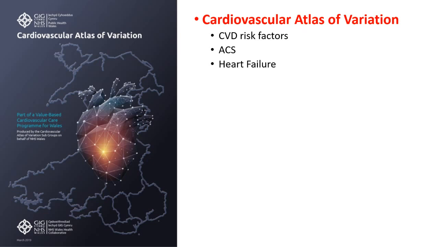And what the Atlas showed us was that there was unwarranted variation in the delivery of care across Wales. There was inequity of access, and there was a lot of waste in the system. And one thing we did, which was, I think, different to traditional atlases that have been produced before this, was to actually look at the costs of hospital care.